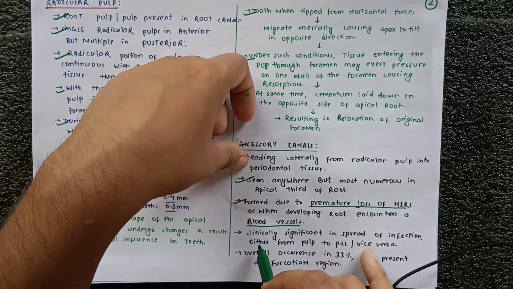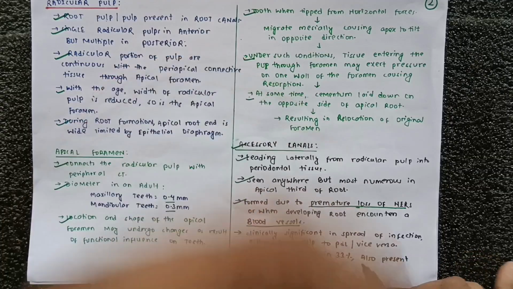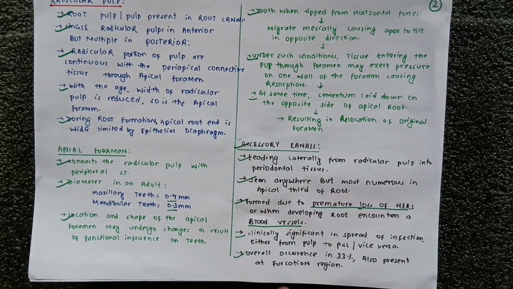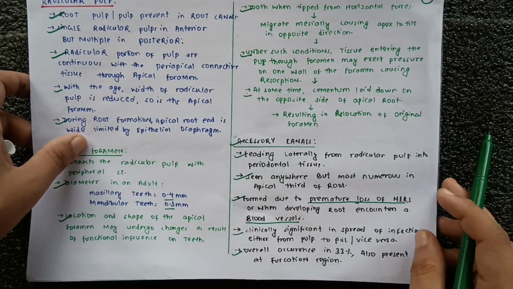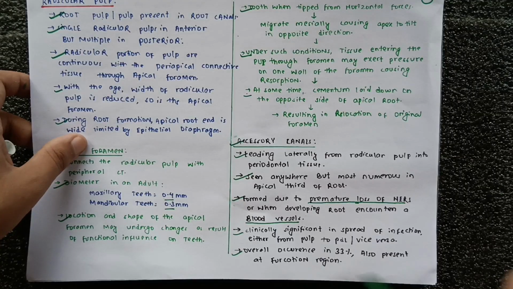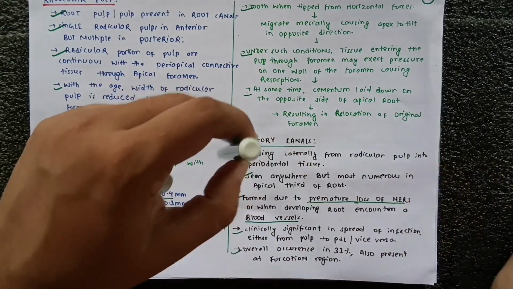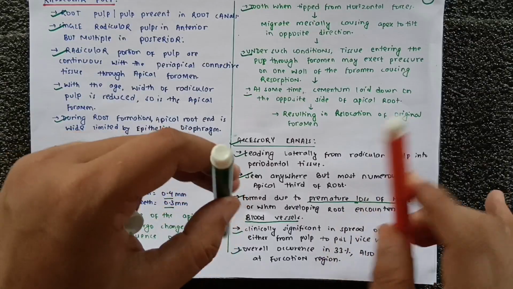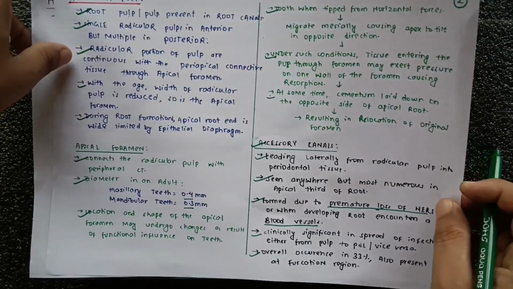Another point, as I have written here, is that it is clinically significant in the spread of infection, either from the pulp to the periodontal tissue or vice versa. The overall occurrence is 33%, and it is also present at the furcation areas. This is very important to understand. Furcation areas, as in the mandibular molar, where there are two roots: the area from which the two roots form is called the furcation area, and accessory canals are present there.